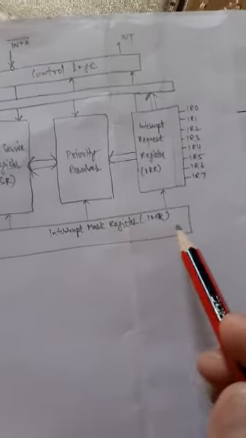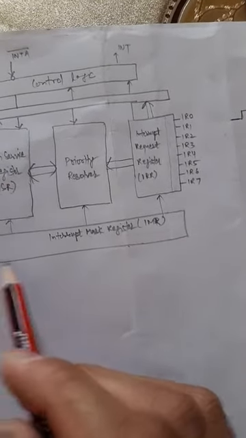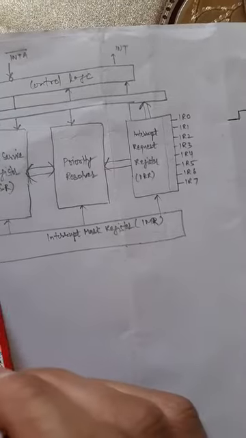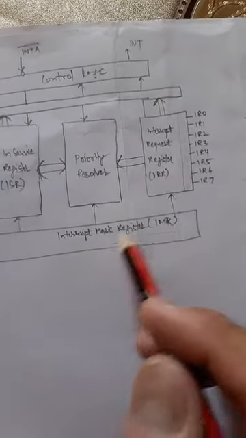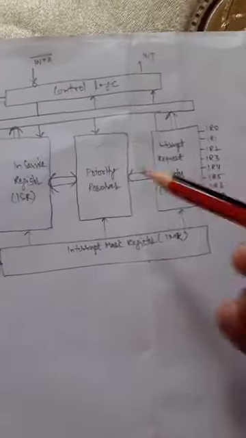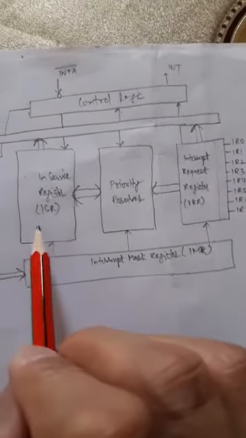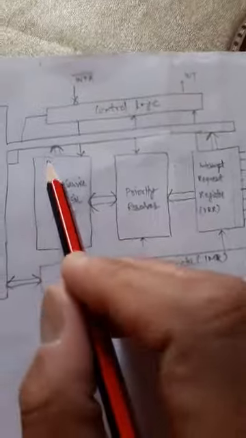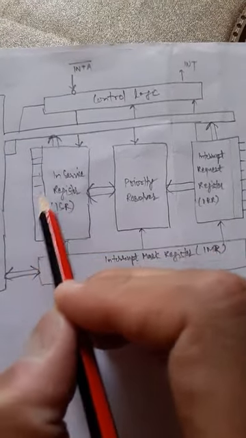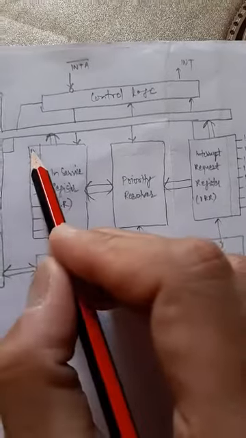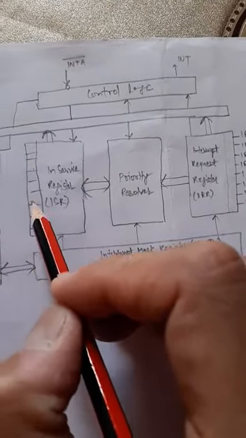Okay, so this check will be for the masking purpose. Once all the interrupts are unmasked, then only this check will be okay. And the third check is the in service register. This is again having 8 bits corresponding to IR0, IR1, IR2, IR3, IR4, IR5, IR6, IR7.